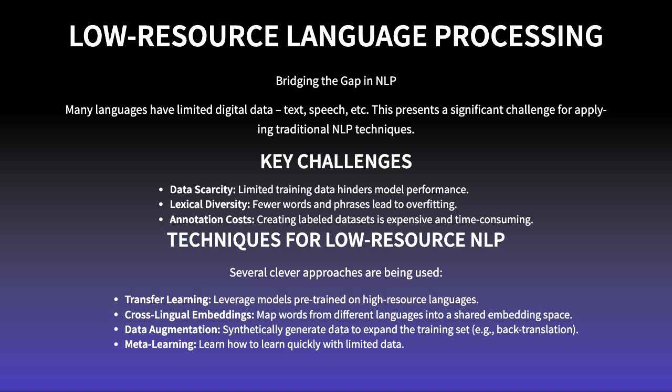We're seeing some exciting solutions though, like taking models already trained on languages with lots of data, transfer learning, and adapting them. Another useful strategy is creating shared embedding spaces, so words from different languages can be understood relative to each other. And then there's clever data augmentation techniques, where we generate new training examples automatically. It's a fascinating area of research that's helping to democratize access to NLP technologies for more people.